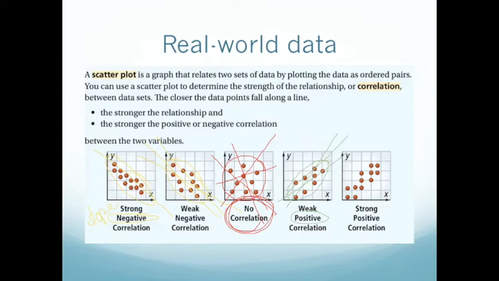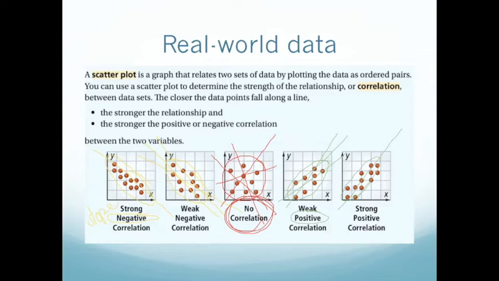And then our last example, all of those are pretty tightly grouped together. They look like they form a line, and I can have a pretty good idea of where that line would go. So that is a strong positive correlation. Okay, so strong versus weak is how close are those points to actually looking like a line. Positive and negative is talking about the slope.